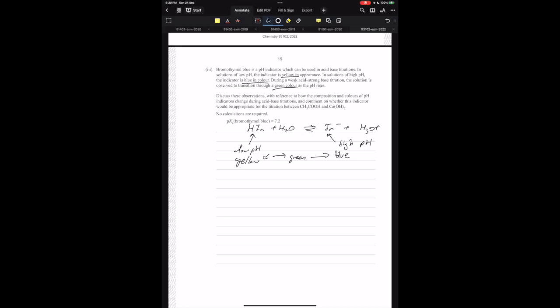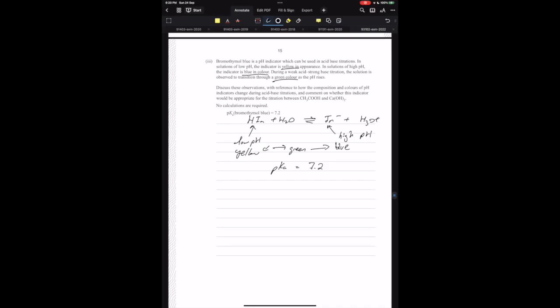And now we have to comment on whether this indicator would be appropriate for the titration between ethanoic acid and calcium hydroxide. What's important to note here is the pKa. So the pKa is 7.2. And what does this mean? There is quite a nice explanation for what the pKa of 7.2 actually means. If we recall the Henderson-Hasselbalch equation, pH equals pKa minus log base 10 of A minus divided by HA.